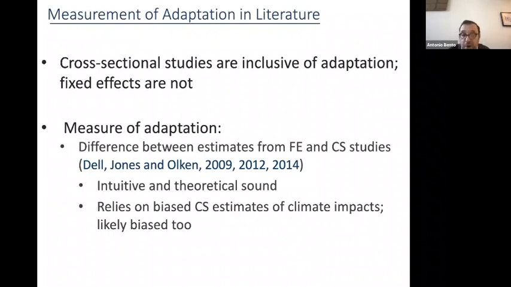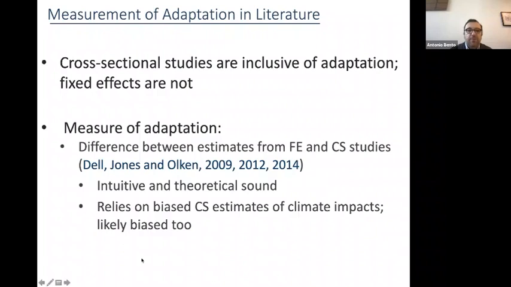And, you know, my only comment on this is that, of course, this is a rather intuitive and potentially theoretically sound way of measuring adaptation. But to the extent that you're still relying on the cross-sectional estimates to measure climate impacts, the measure of adaptation may likely be biased as well. Not only that, but even to think more deeply about the statistical properties of this measure, it raises a series of challenges.